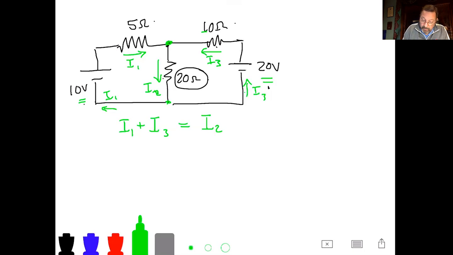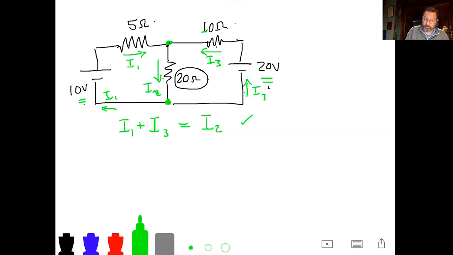So I guess some of you may be wondering, what about that junction there at the bottom? Well, notice coming in is I2 and going out is I1 and I3. So you get exactly the same junction equation if you use the junction at the bottom, only the roles are reversed. I2 is coming in, I1 and I3 are going out. Okay, so that's our first equation.